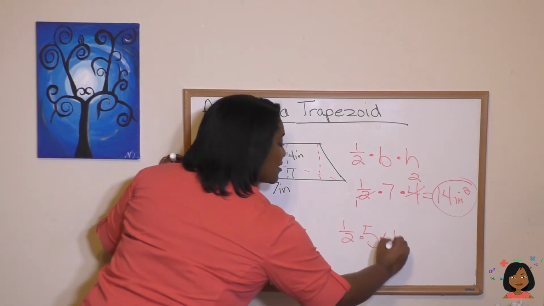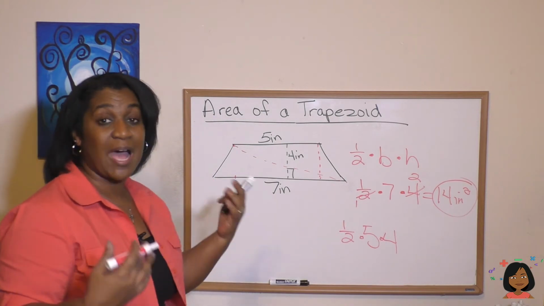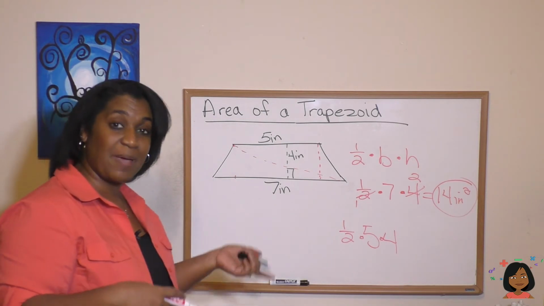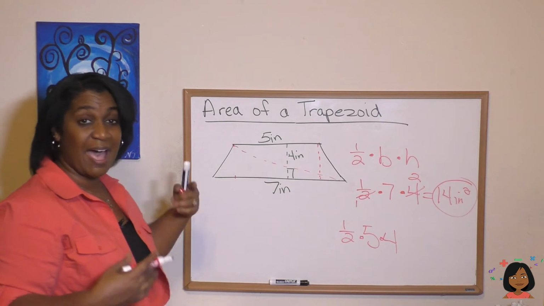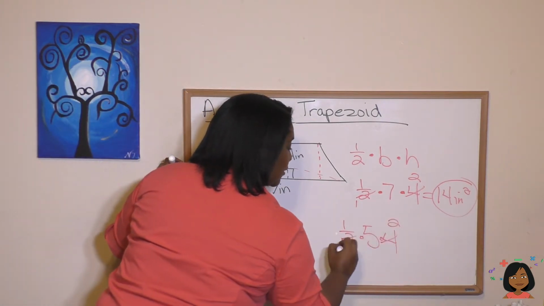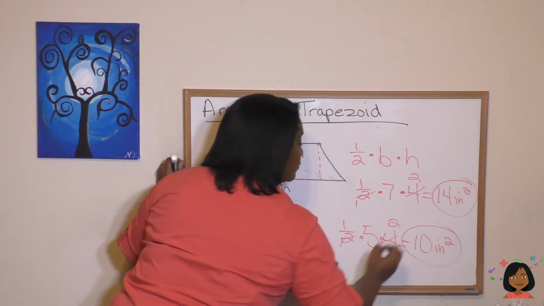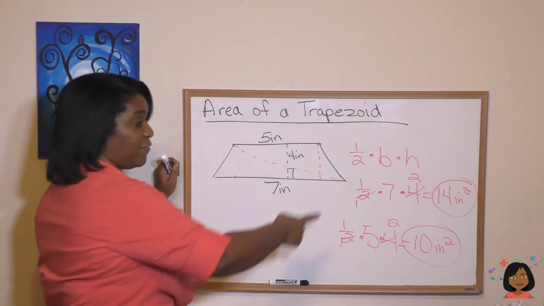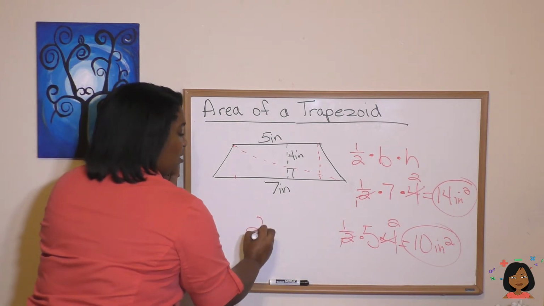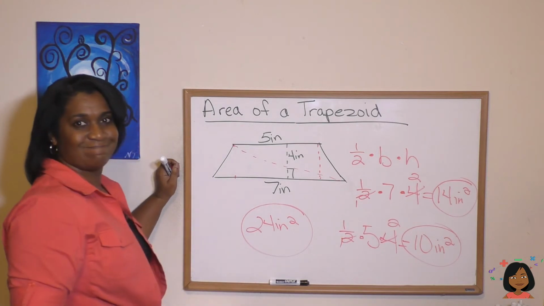So in both cases, the height's going to be 4, and the base is going to be what that side is for the triangle. Here we go. Let's cancel here, and we have 10 inches squared. Add the two of them together. 14 plus 10 gives me 24 inches squared as my area.